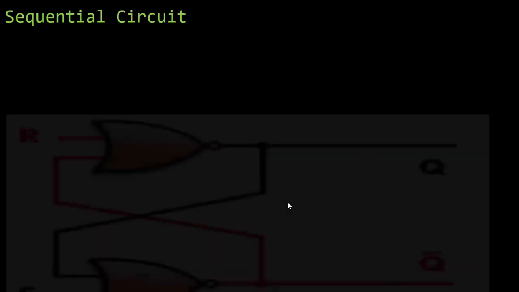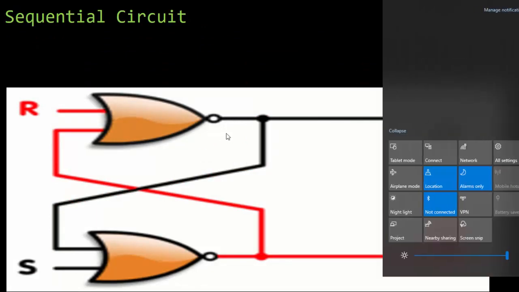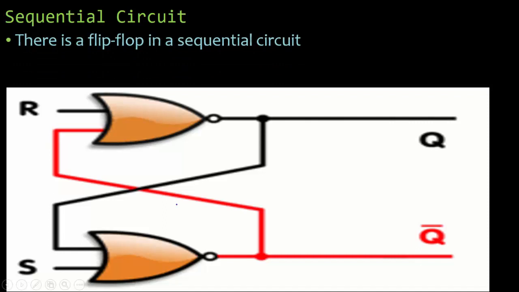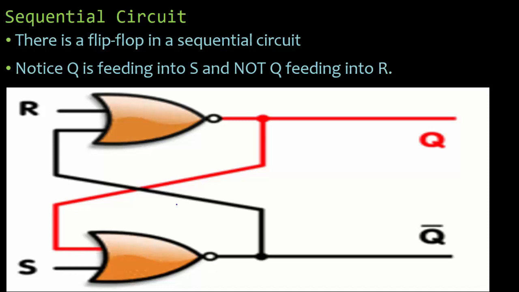Now in a sequential circuit, we have an animation here. I found this online, so thank you to whoever made that. So here we can see Q is being fed back into S. It goes through this NOR gate, and then the value of not Q is being fed back into R. That produces the value of Q, which is being fed back into S. We get not Q, and it feeds back in there. So this is a flip-flop. There is a flip-flop in a sequential circuit. Notice Q is feeding into S, not Q is feeding into R. And that is a sequential circuit.